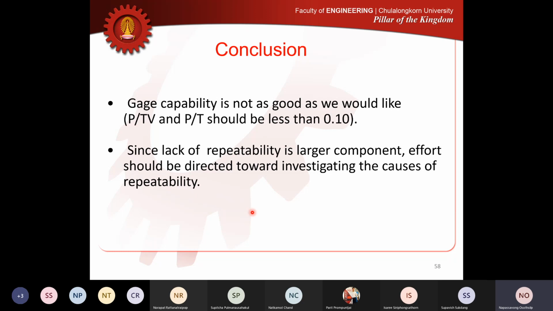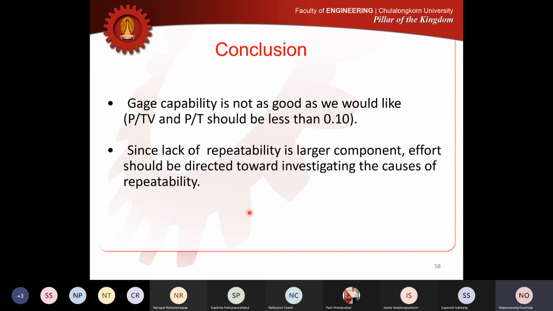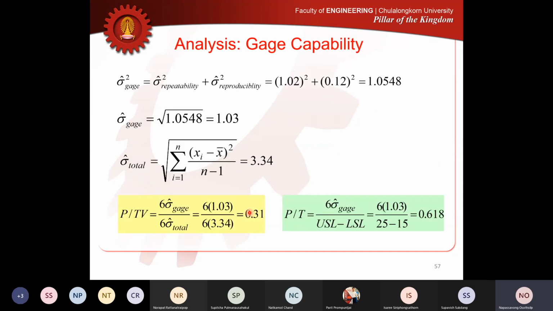But okay, now a little bit more. Since this ratio is too much, we will not accept it. And if that is the case, we have to tell which components we should improve. So you have to come back, and you will see that sigma repeatability is now 1.02, whereas sigma reproducibility is much less than sigma repeatability. So if we have to improve sigma of the gauge, we should focus on improving sigma regarding repeatability.